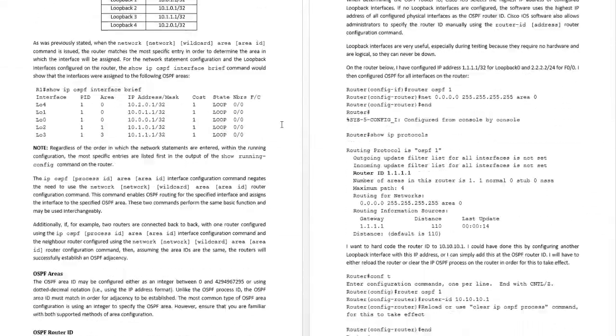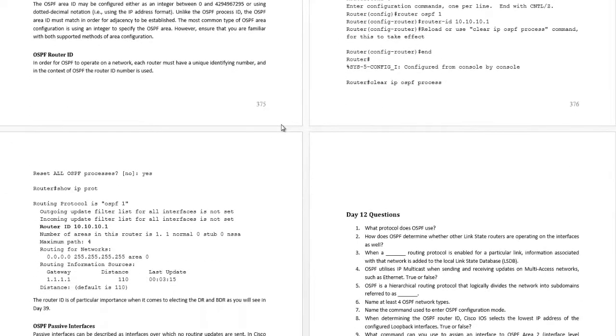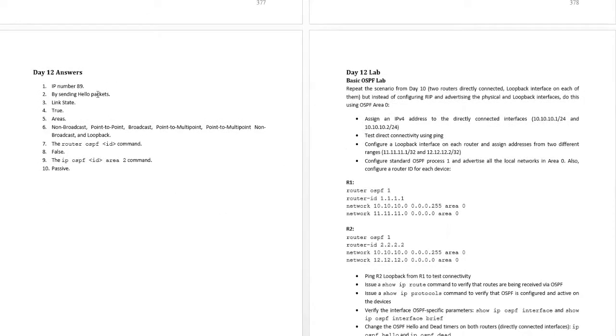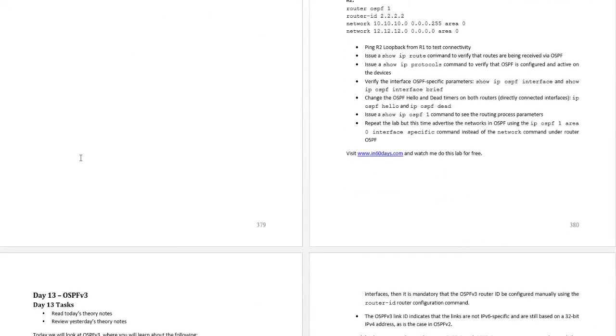Some show commands. The router ID, which is important to understand. Passive interfaces. Again, some questions just to see if it's sunk in. And then a basic OSPF lab.